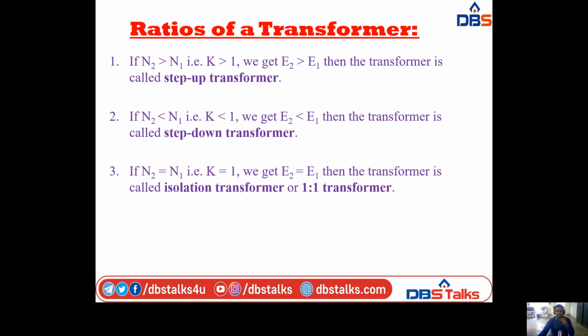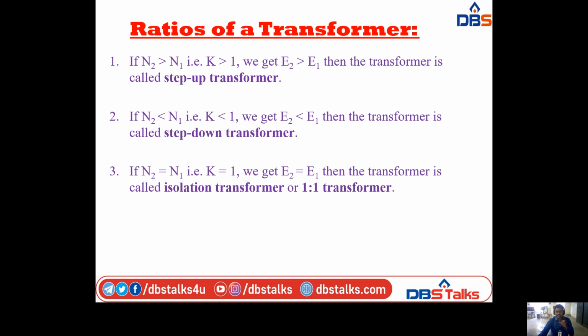And coming to the important points, if N2 is greater than N1, that means the secondary winding turns is greater than the primary winding turns, that is K is greater than 1, that is the transformation ratio value is greater than 1, we get E2 greater than E1, then the transformer is called a step-up transformer. And if N2 is less than N1, that is K less than 1, and we get E2 less than E1, then the transformer is called a step-down transformer.